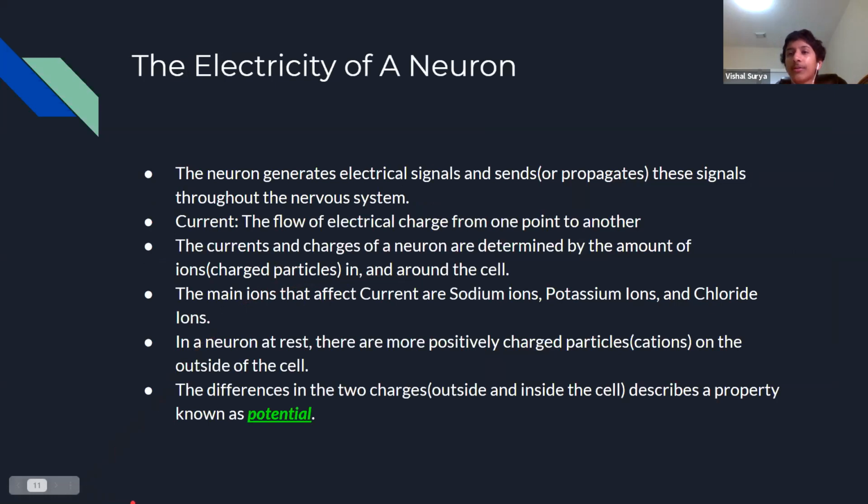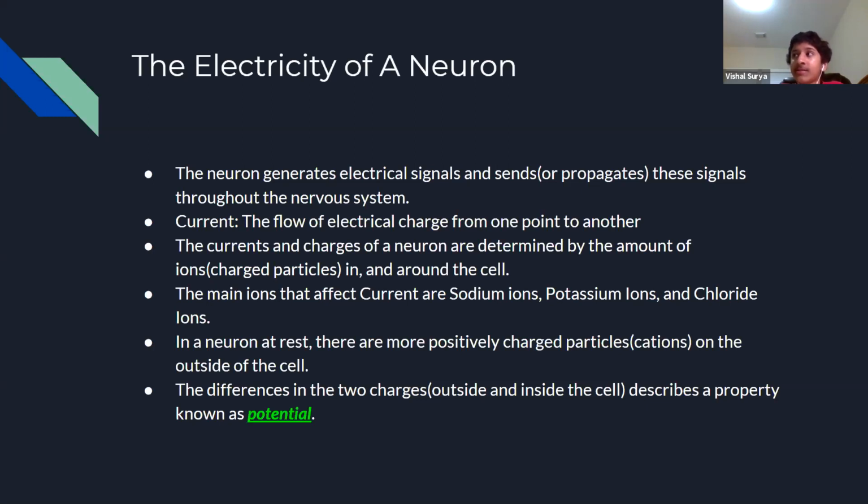Now we'll be going on to the electrical properties of a neuron. So the neuron generates electrical signals and sends or propagates these signals throughout the nervous system. So one important electrical property we should be familiar with is current. Current is the flow of electrical charge from one point to another, from point A to point B. The currents and the charges of a neuron are determined by the amount of ions, charged particles, in and around the cell.